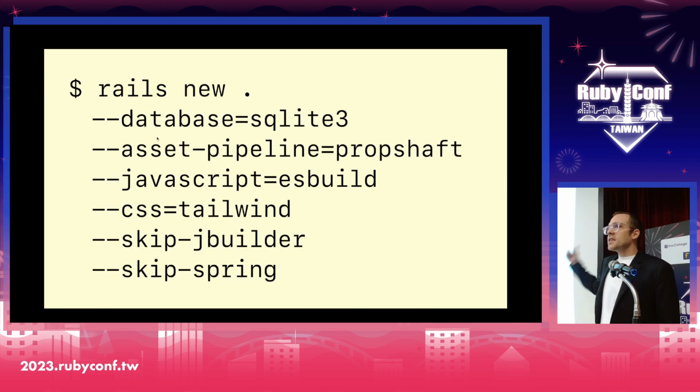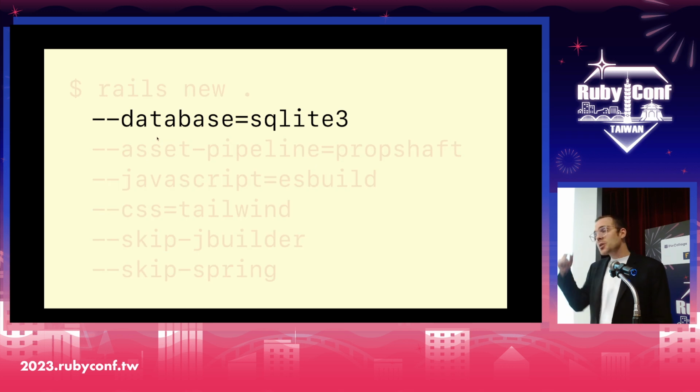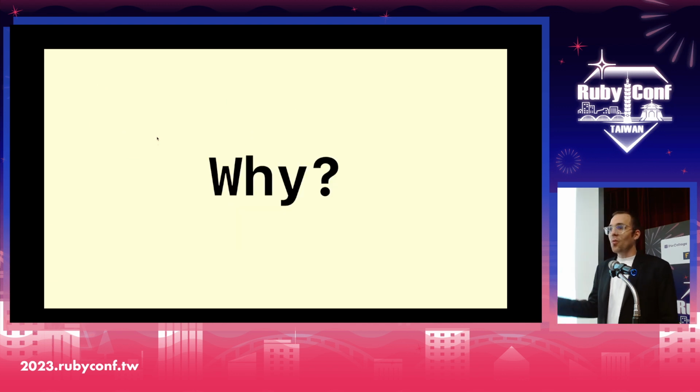So this is how I start all of my new Rails applications. And what I want to talk to you today about is why you might want to start your new Rails applications this way as well. And specifically, I want to talk about why you might want to use SQLite as your database engine. Now, when I suggest this on the internet or in conversation, the first question I always get is why? Why use SQLite in production?